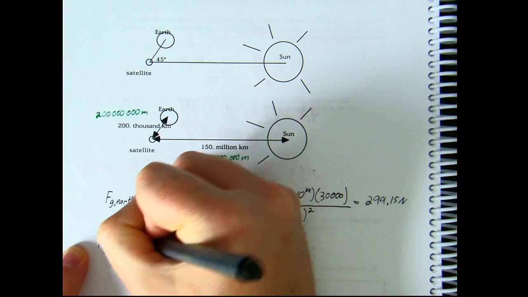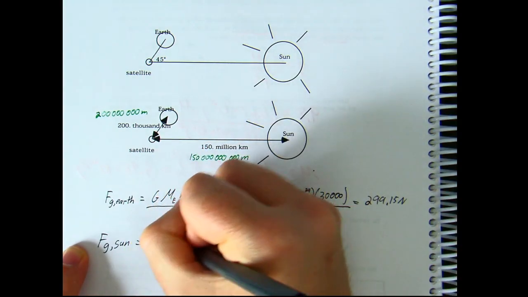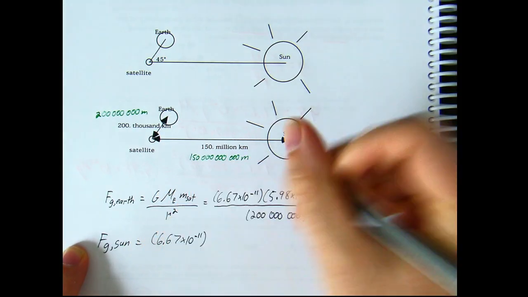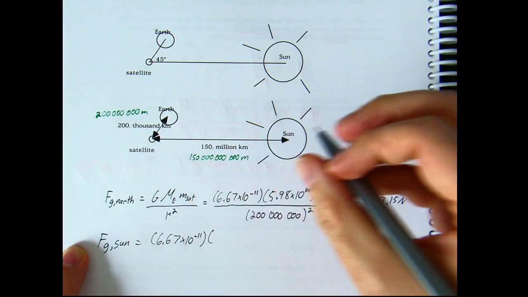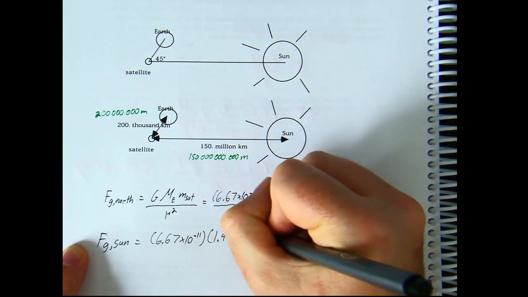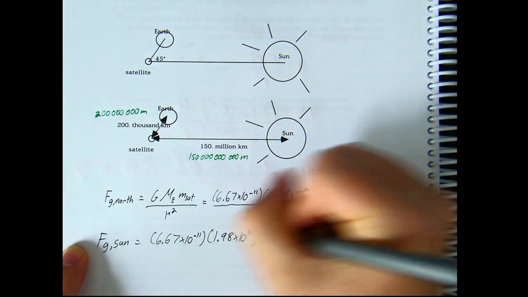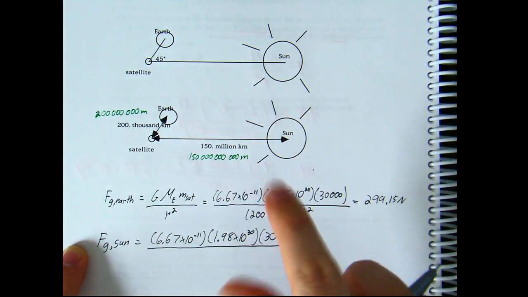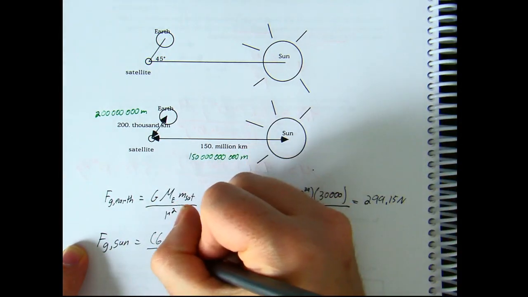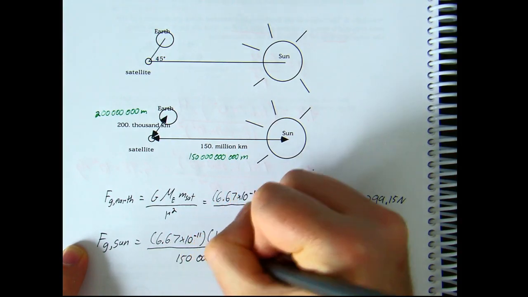Let's take a look at the force of gravity from the Sun. The calculation is the same, except our values are different. So 6.67 times 10 to the negative 11. Now the mass of the Sun is 1.98 times 10 to the 30. That 30,000 is still there. And we're going to divide that by the distance between them, which is huge. It's going to be 150,000,000,000,000,000.